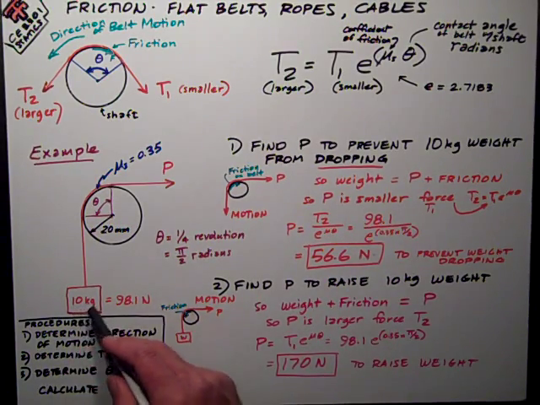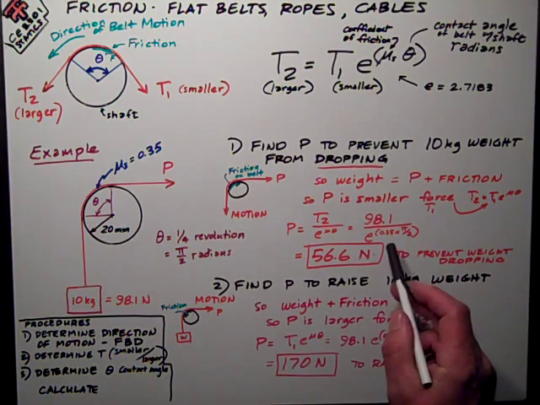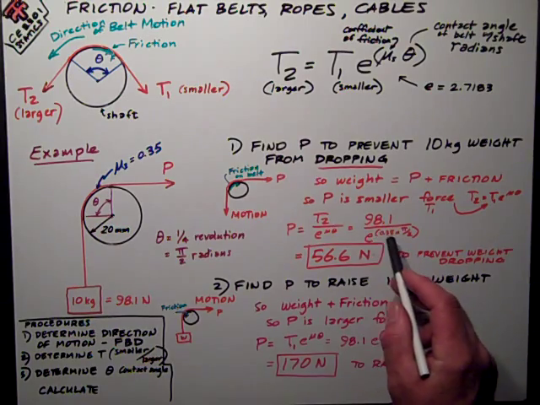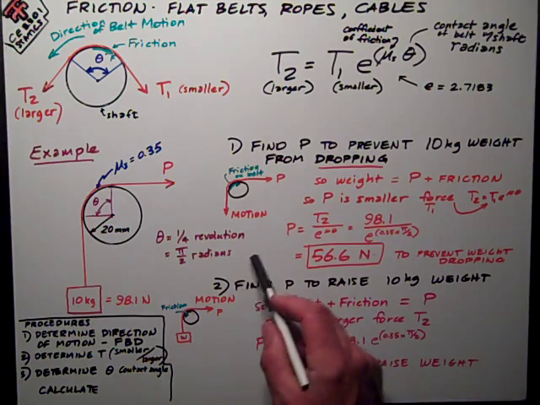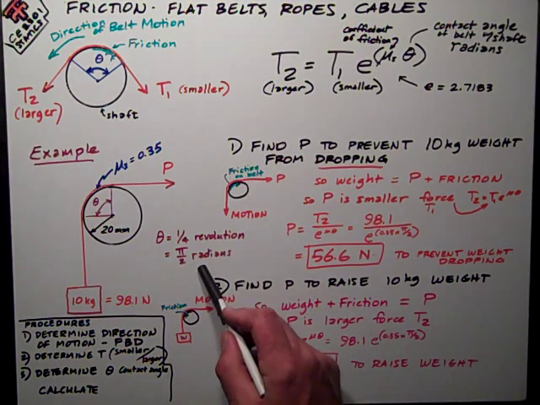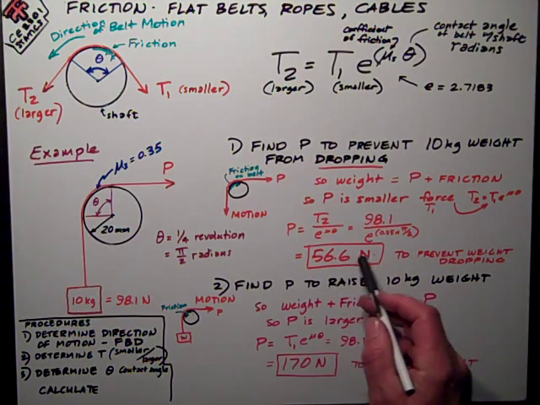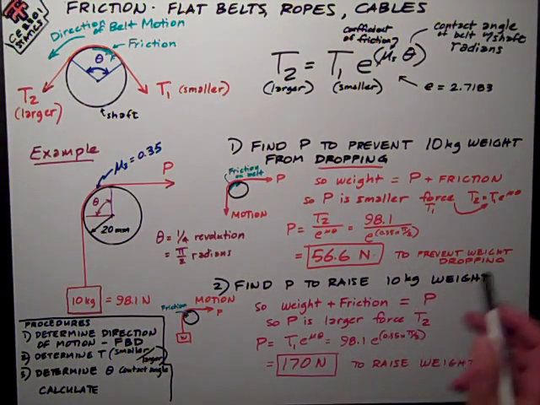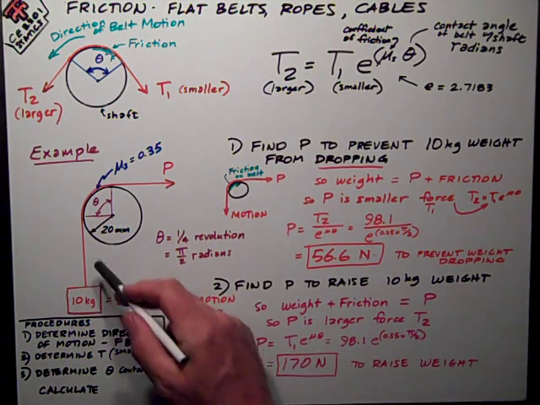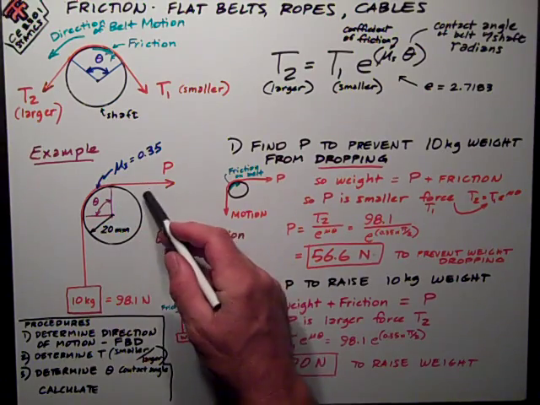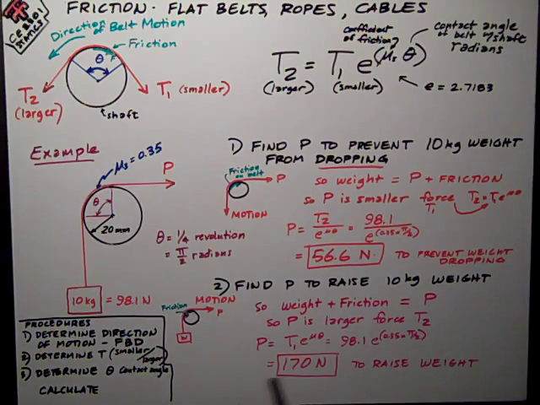Of course, I've taken my 10 kilograms and made it 98.1 newtons because I'm dealing in forces. 98.1 divided by e to the 0.35 with the coefficient of friction, and pi over 2, which is a quarter of a revolution in radians, comes out to be 56.6 newtons to prevent the weight from dropping. So you can see I've got 98.1 down. I'm helped by the friction, so I only have to exert a 56.6 newton force to keep it from dropping.